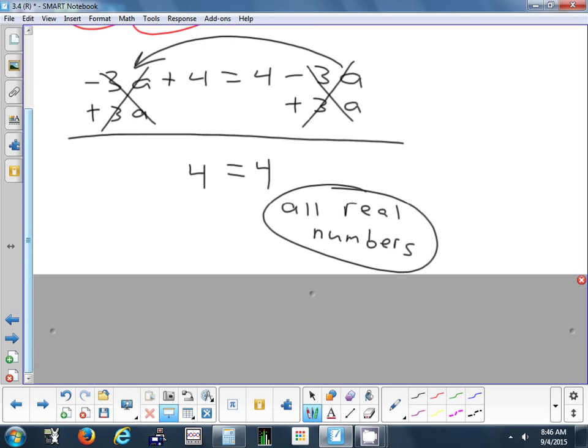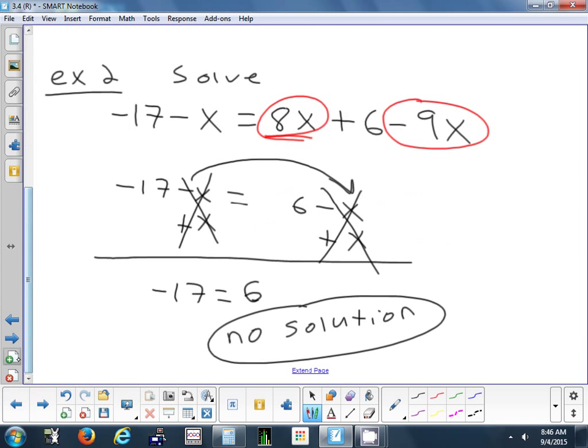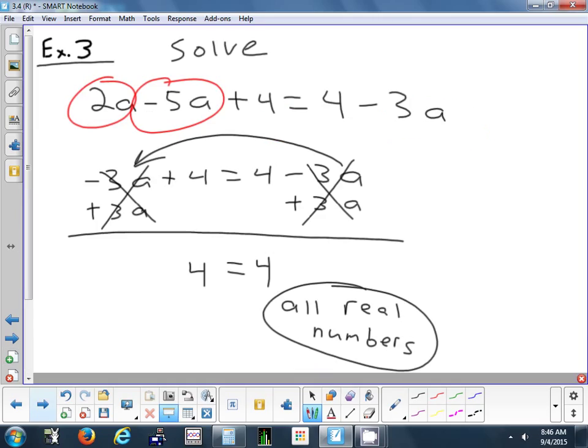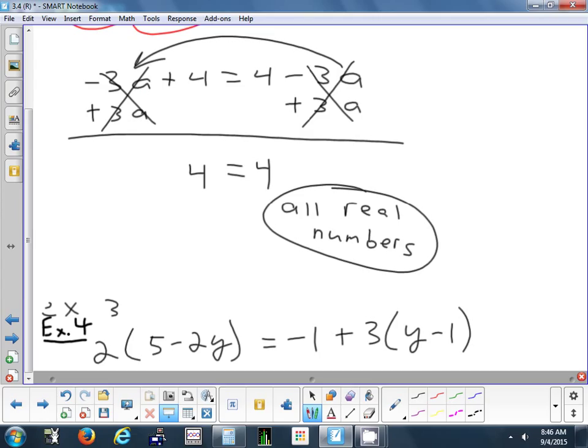Everyone's good with that? So how do you know when it's no solution? What happens when you... The variables cancel out and the numbers don't equal? Perfect. How do you know that it's all real numbers as a solution? What has to happen there? Variables cancel out and the numbers equal each other. So in both cases, variables cancel out, but this time the numbers equal each other. All right?